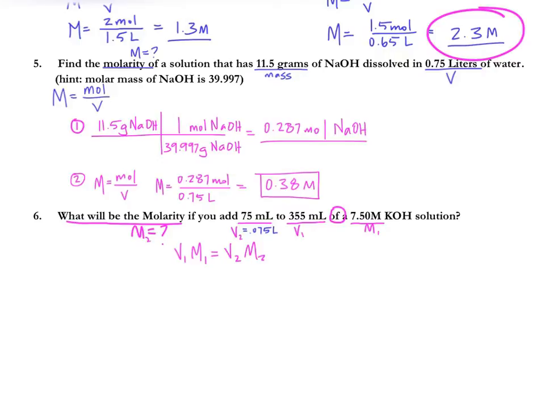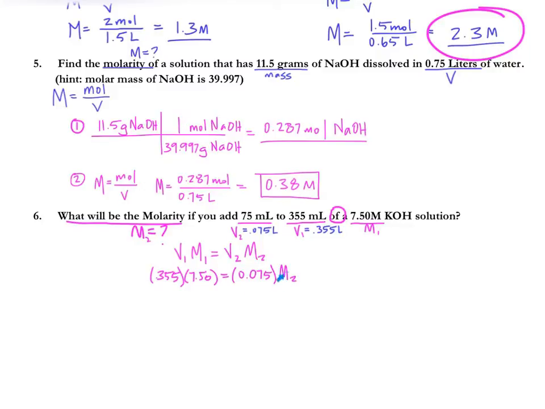And if I do the same thing to 355 milliliters, if I move the decimal 3 places, 1, 2, 3, or 355 divided by 1,000, I get 0.355. So now I've got my volumes in liters. Now I can plug everything in. So V1, we said, was 0.355. M1 is 7.50 equals V2 is 0.075 and M2 is unknown.